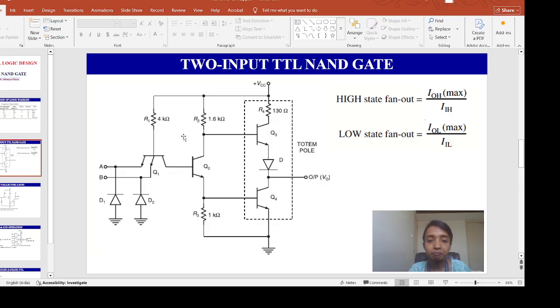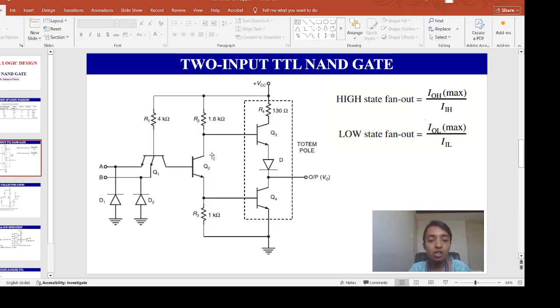In this circuit we have 4 transistors, Q1, Q2, Q3 and Q4. This Q1 is a multiple emitter transistor. Why are we calling it a multiple emitter? Because it has 2 emitter terminals. This Q2 is a phase splitter. What is a phase splitter? If you apply a single input to a phase splitter circuit, it will generate 2 outputs.